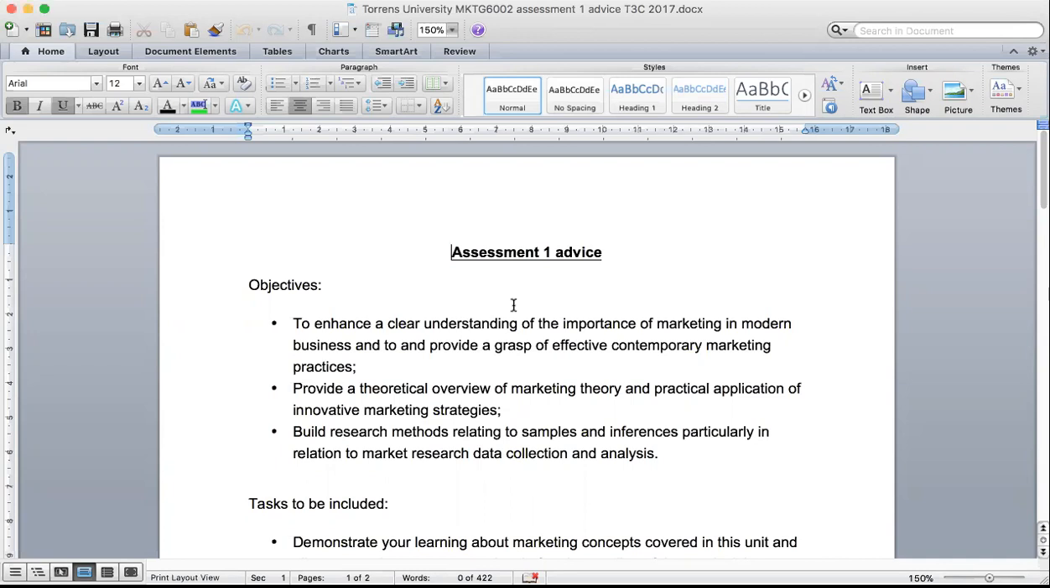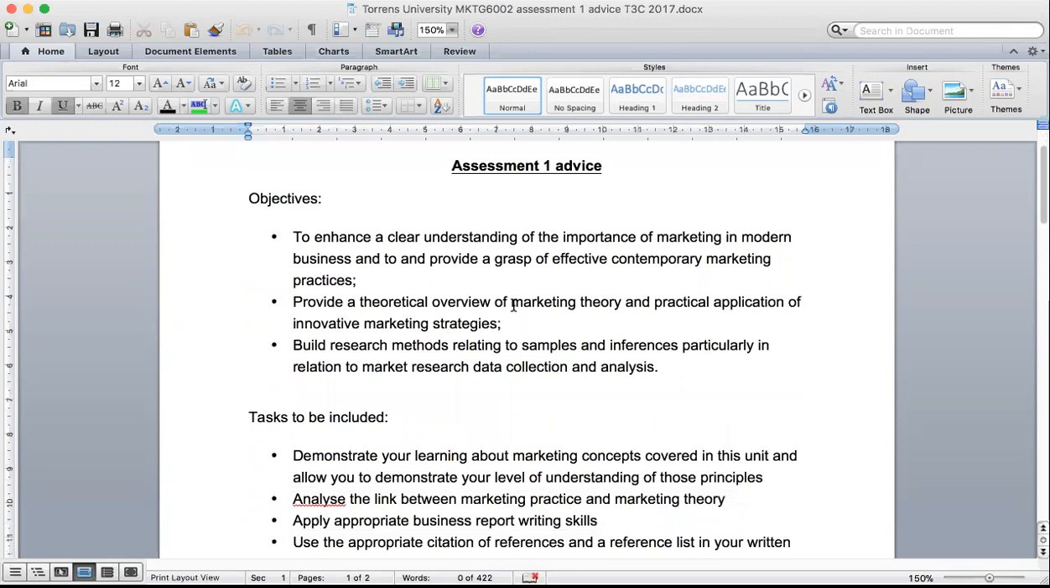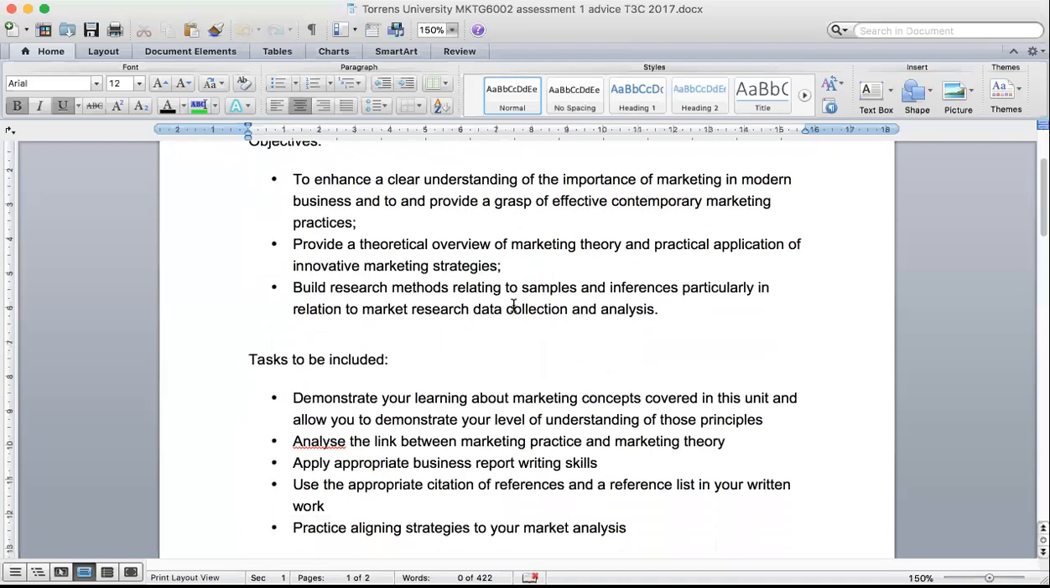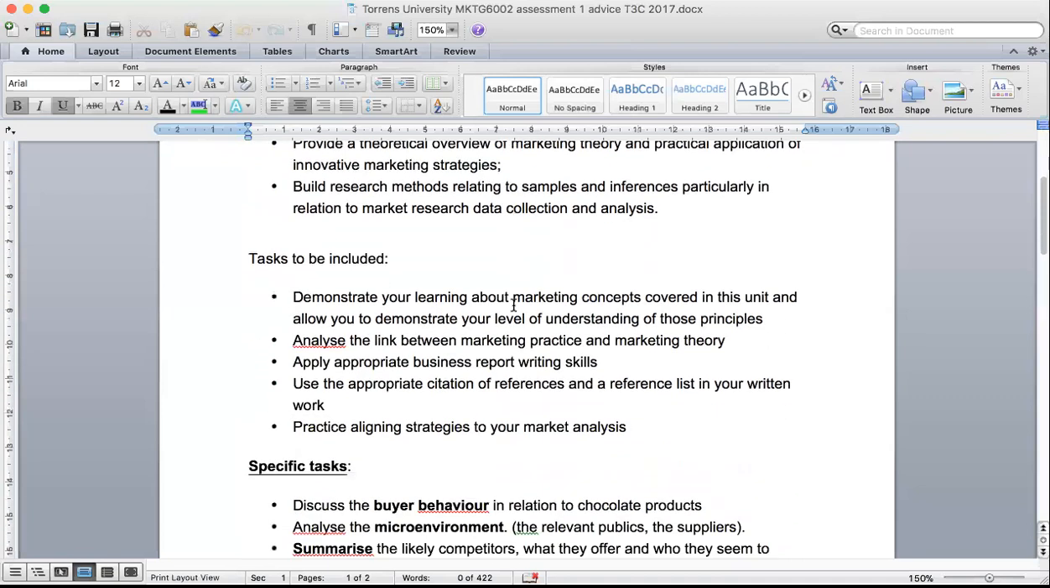Okay. All right. So the objectives of this assessment include the following areas: a clear understanding of the importance of marketing in modern business, and of course we need to be able to show that we have effective contemporary marketing practices. That's what we need to provide. And also a theoretical overview and research methods to collect the data, including secondary data, to support our arguments.